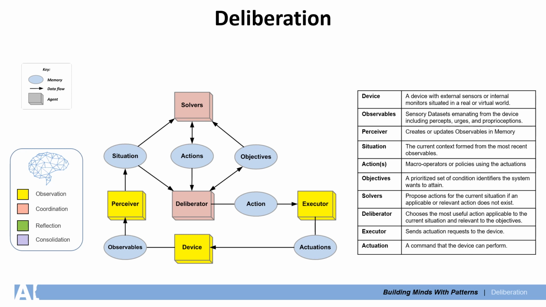Problem solvers propose new actions if none exist. The deliberator selects an action given the current situation and the objectives that exist. The executor transforms the action into actuations the device can perform. And finally, proprioceptive observables report the actuation's success. Forces for using the deliberation pattern include situations where the system is required to achieve or maintain objectives.